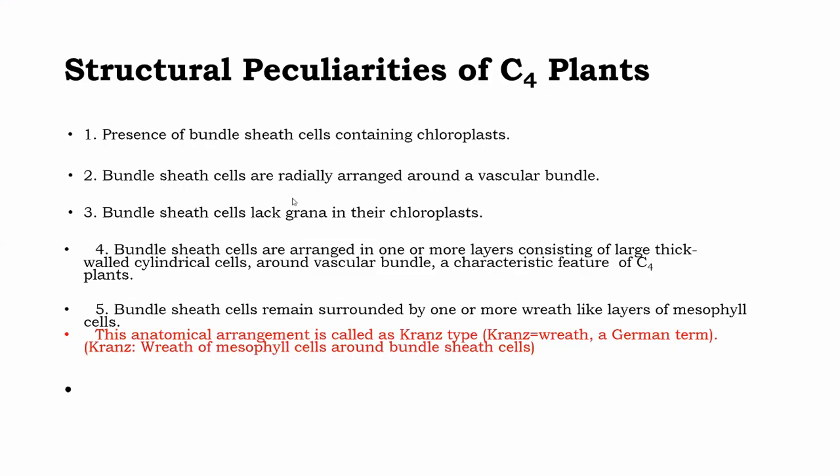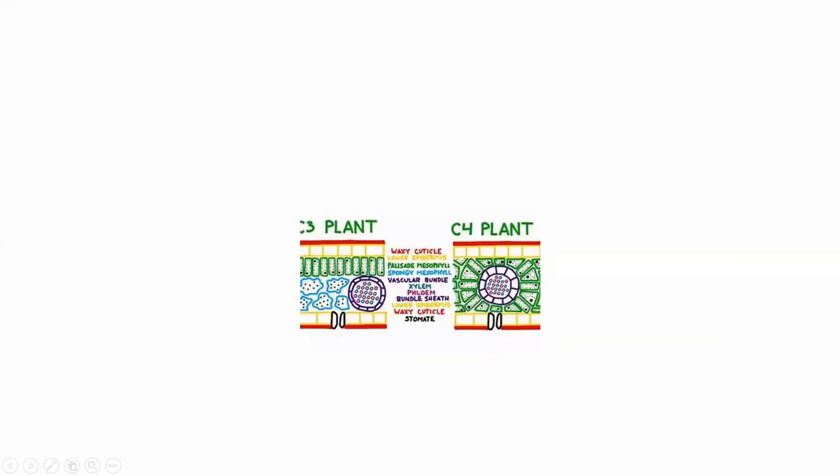So the presence of bundle sheath cells containing chloroplasts. In general, in C3 plants, the bundle sheath has fewer chloroplasts, but here it has more chloroplasts. This is a C3 plant, okay, and this is a C4 plant leaf cross section.